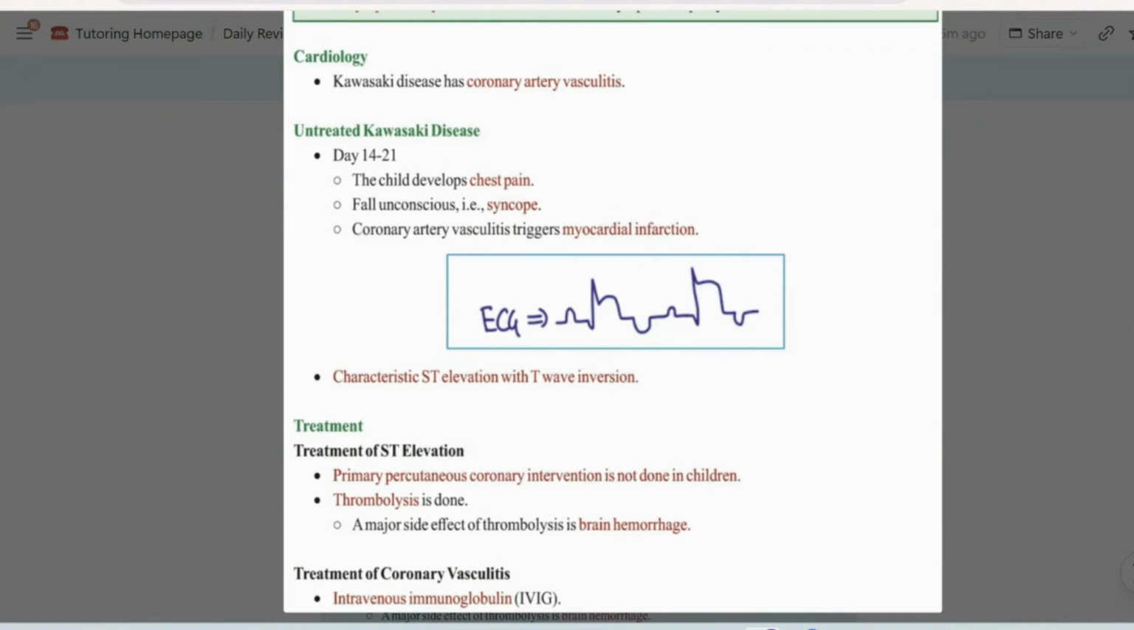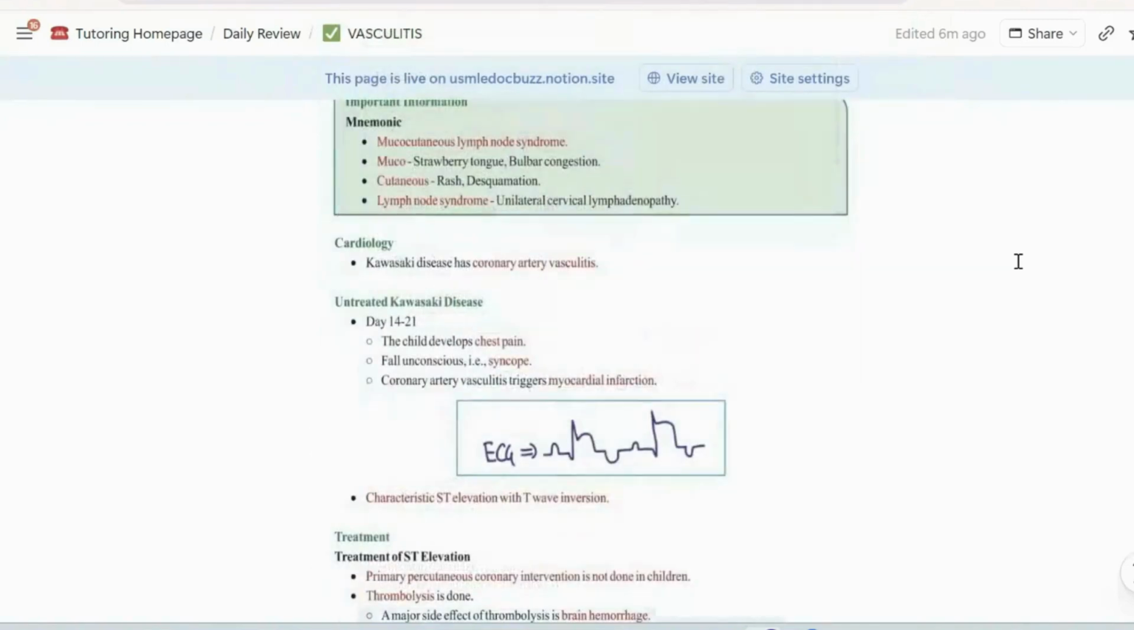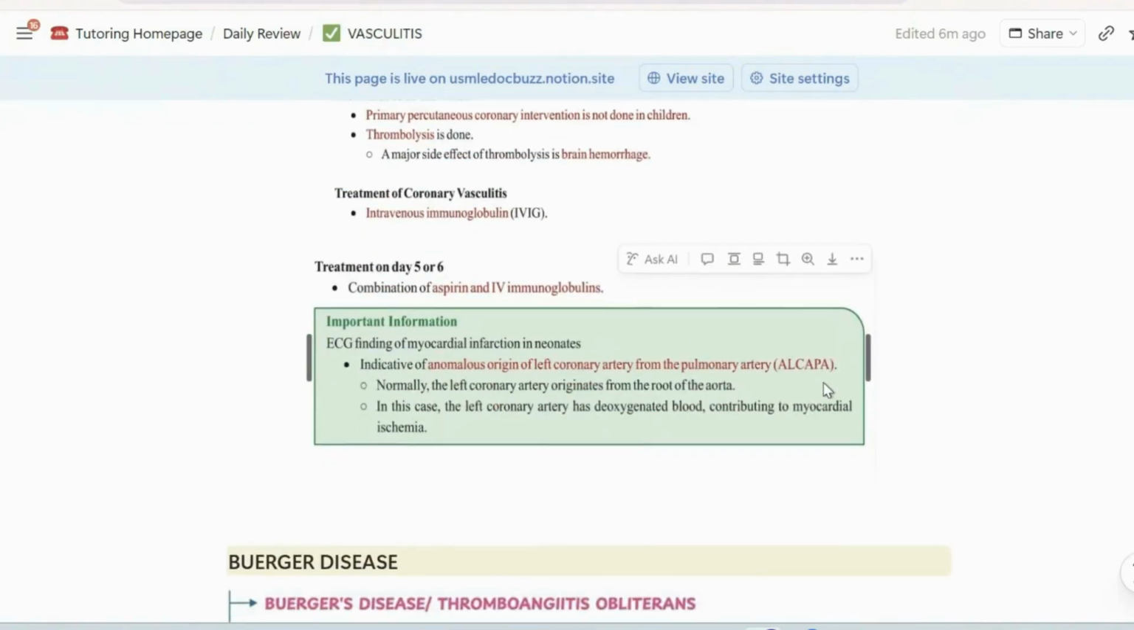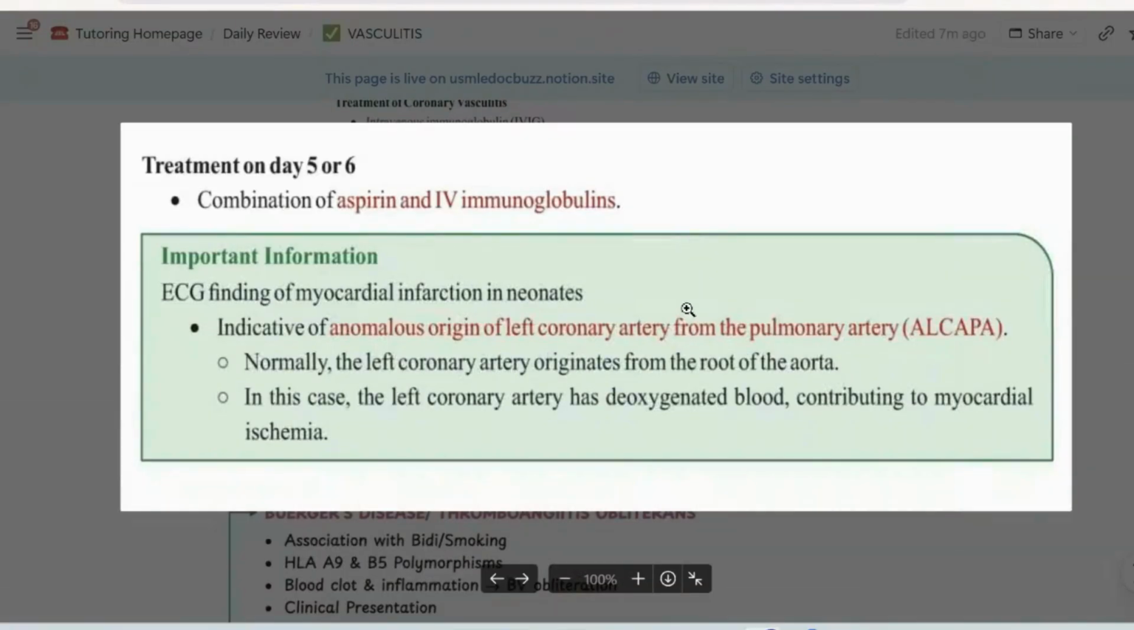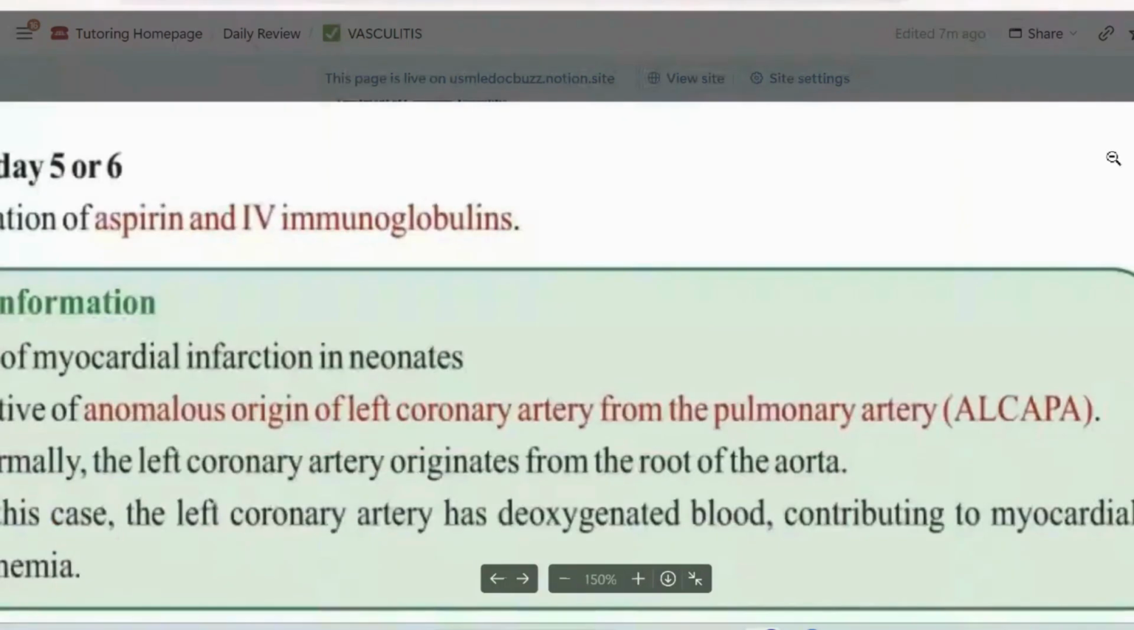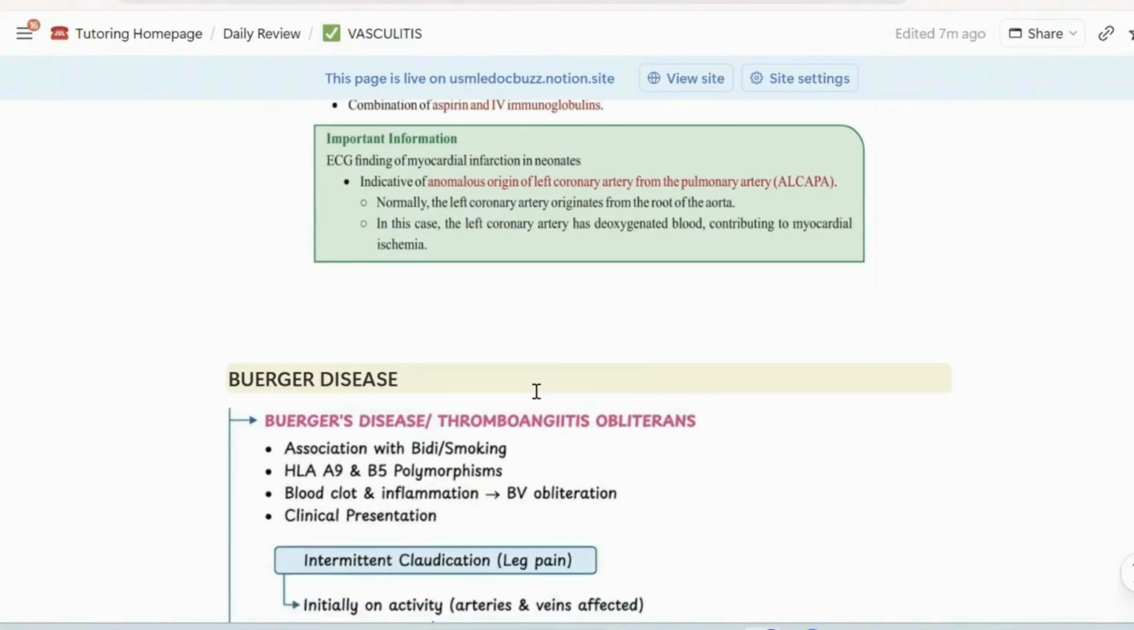PCI is usually too invasive and it's not suitable for a child. The vessel walls are too narrow, and also, forcefully opening the vessels is not going to help. Okay. And then treatment of the vasculitis as well, IVIG, I have to throw that in there. Okay, so let's see, ECG findings of myocardial infarction in neonates. So they've given you a couple more. Well, this is not too important for us for now. You can take a look at it and read it.